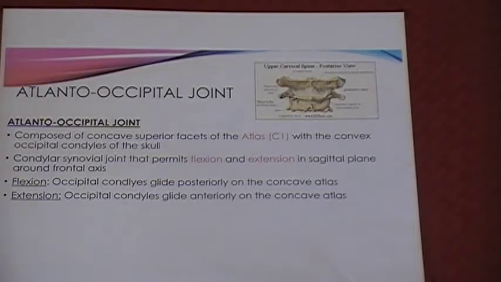And then with extension, it's basically the opposite. With extension, the head goes backwards, so the condyles are going to be going anteriorly, or forward. So that's the atlanto-occipital joint.